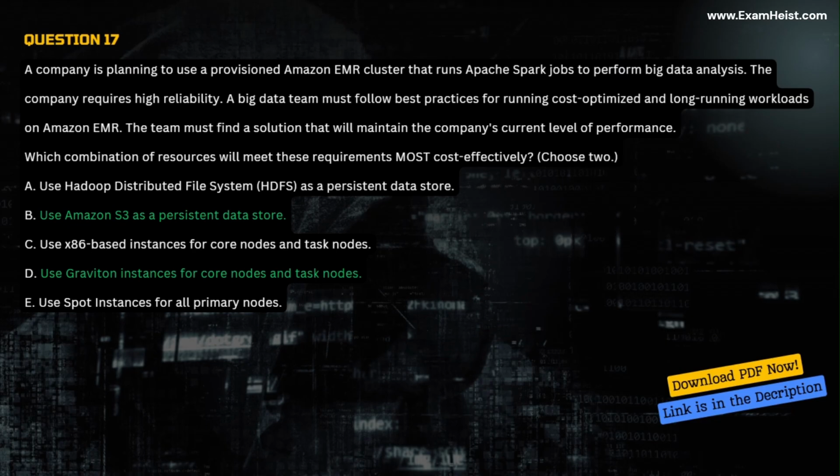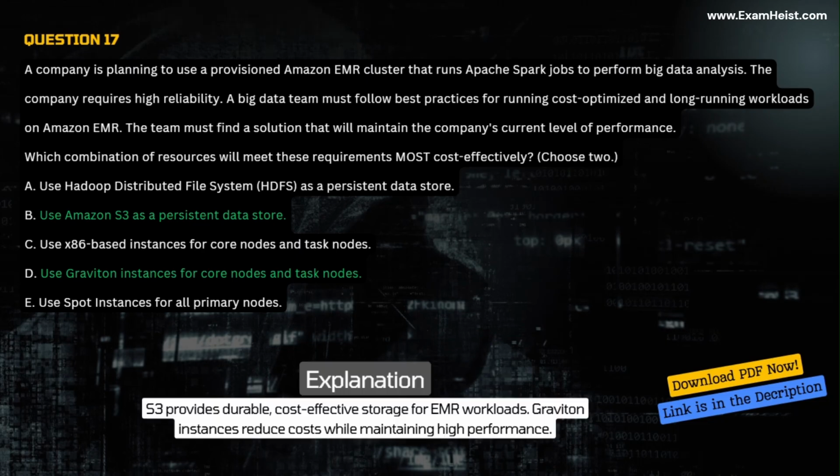Correct answer, B and D. Use Amazon S3 as a persistent data store. Use Graviton instances for core nodes and task nodes. Explanation. S3 provides durable, cost-effective storage for EMR workloads. Graviton instances reduce costs while maintaining high performance.